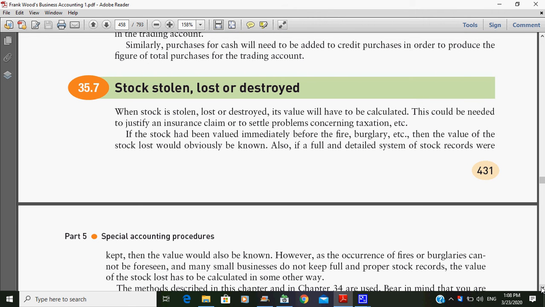Stock stolen, lost, or destroyed. When stock is stolen, lost, or destroyed, its value will have to be calculated. This could be needed to justify an insurance claim or to settle problems concerning taxation.